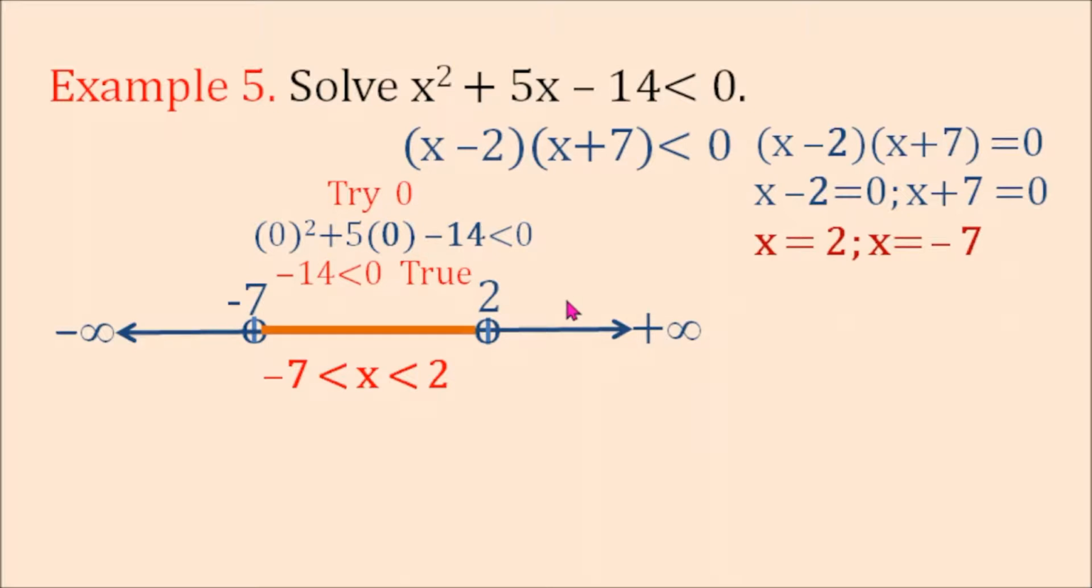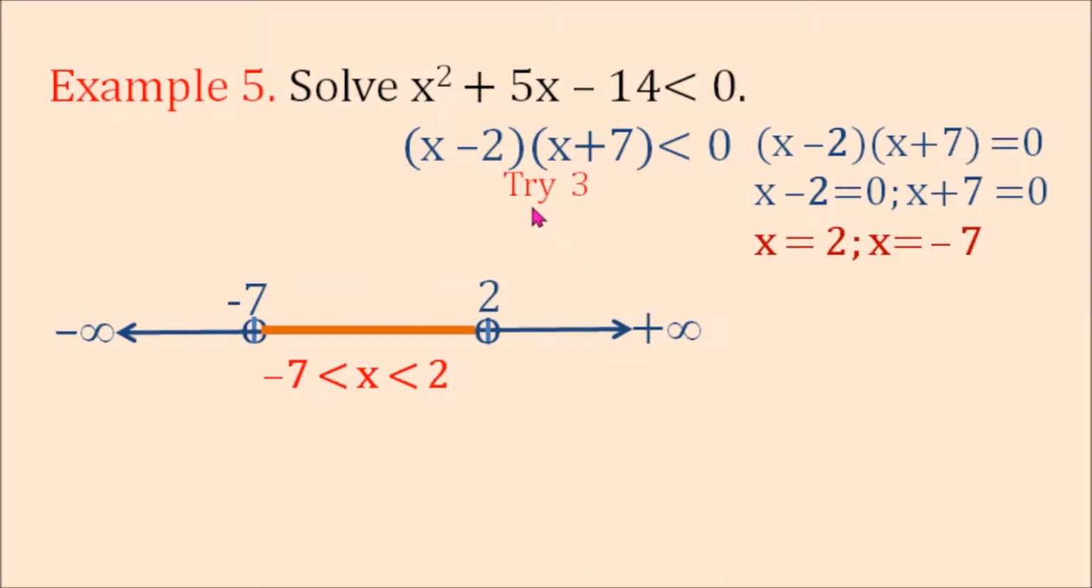Now let's try this third interval from 2 to positive infinity. We can use any number that is greater than 2. For example, we will use 3. We are going to substitute all our x's here with 3. So that means 3 squared plus 5 times 3 minus 14 is less than 0. Simplifying this part here, that gives us 10. So 10 is less than 0 is false. So this interval here is not a solution.